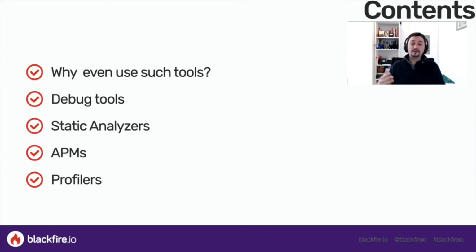So in my session, we're going to browse through why is it interesting to even just use any of the tools that we have listed. And then we will go and see what is a debug tool, what is a static analyzer, what is an APM, what is a profiler, and try and understand what are the various benefits, strengths, and weaknesses of each of those tools.